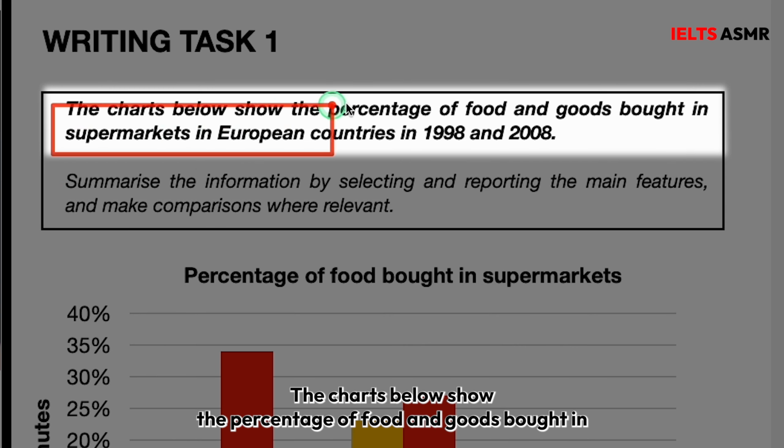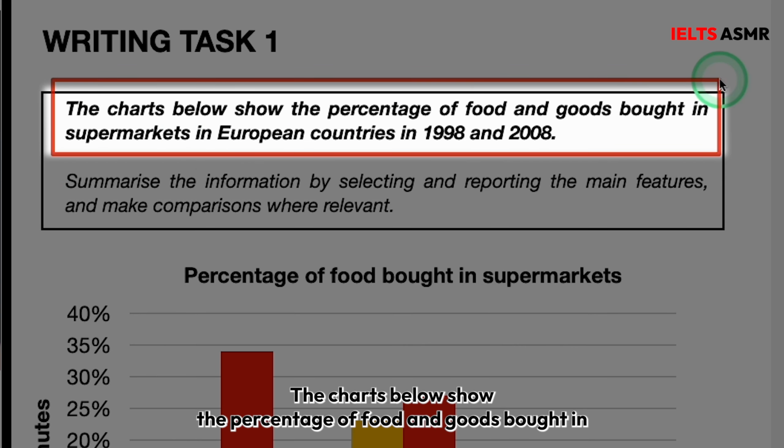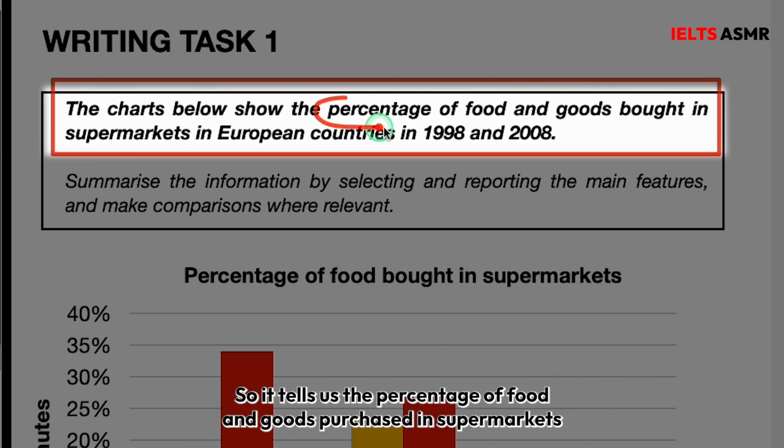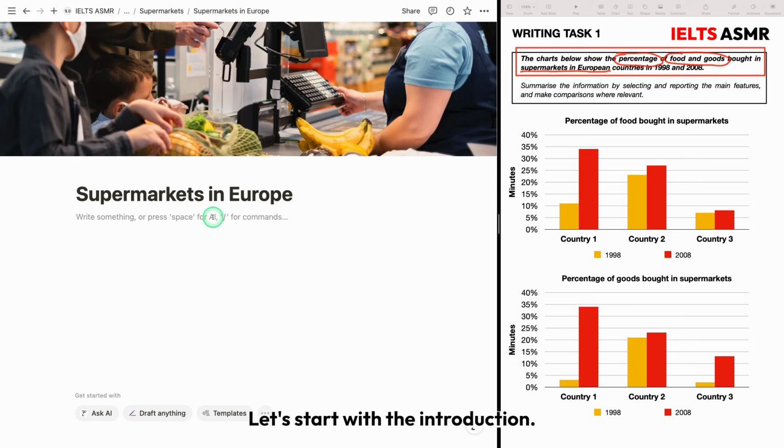Today's topic is, the charts below show the percentage of food and goods bought in supermarkets in European countries in 1998 and 2008. So it tells us the percentage of food and goods purchased in supermarkets in Europe. Let's start with the introduction.